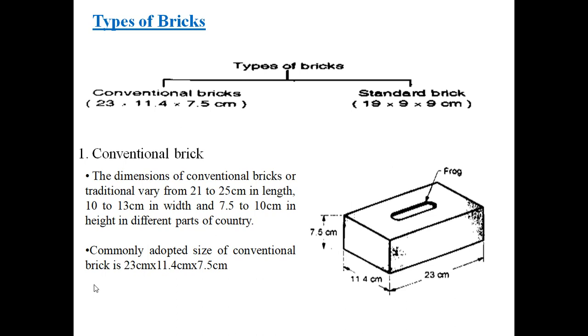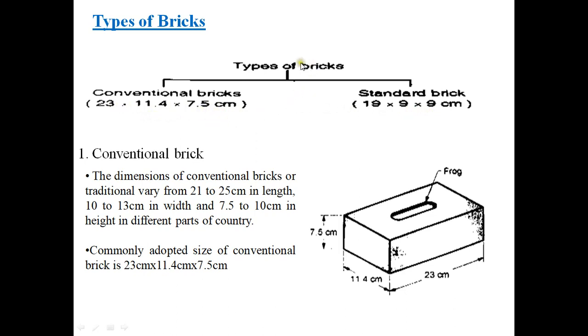The basic classification of brick is done by size. The types of bricks you can see here are the conventional brick and the standard brick. In the second slide you have seen the standard brick, whose size is 19 by 9 by 9 centimeter. Next is the conventional brick, which has a size of 23 by 11.4 by 7.5 centimeters. All the dimensions are in centimeters.